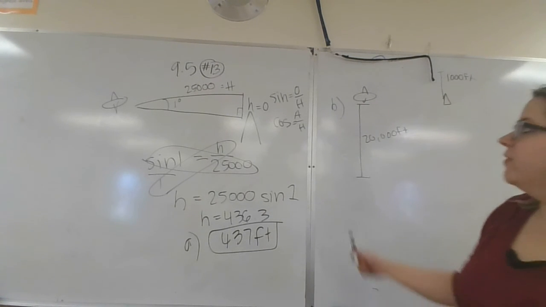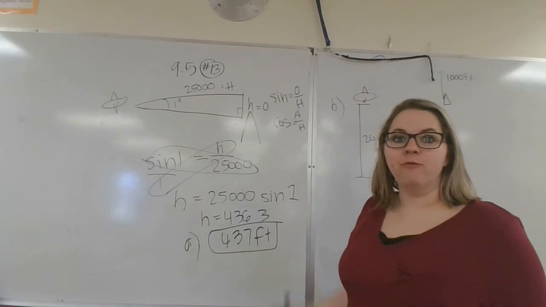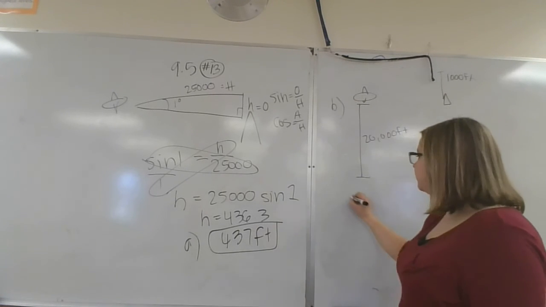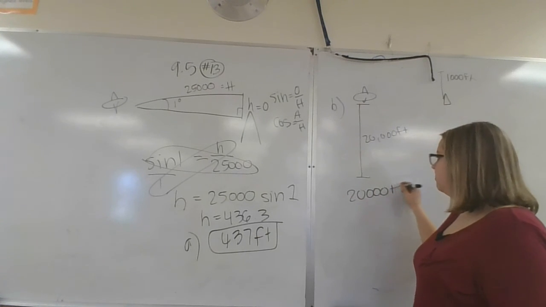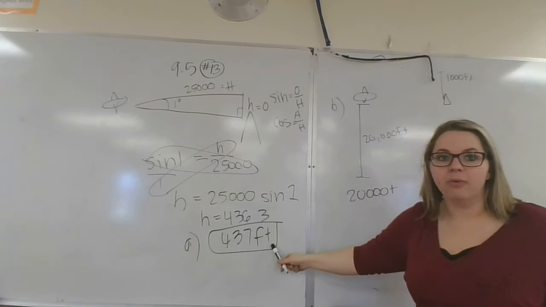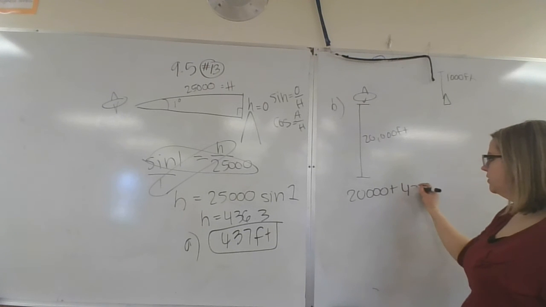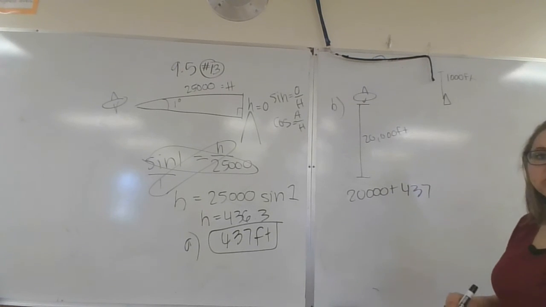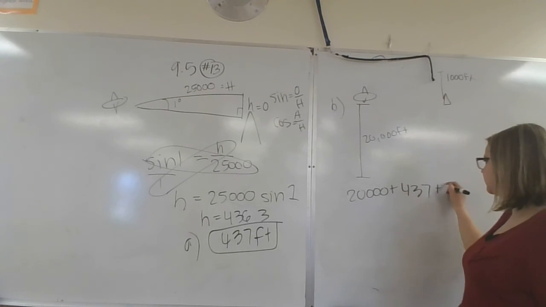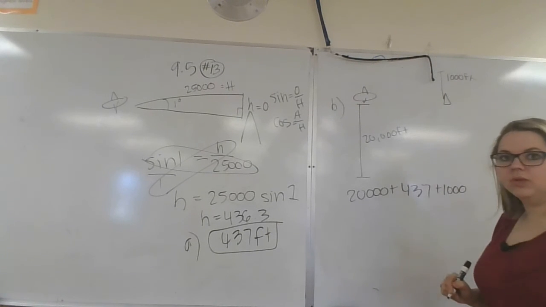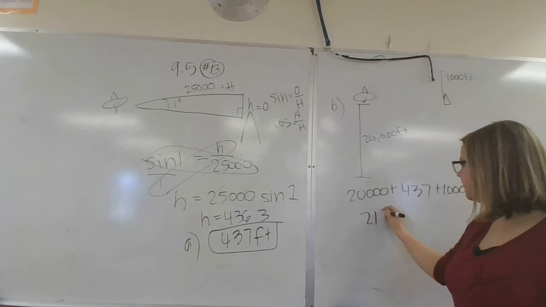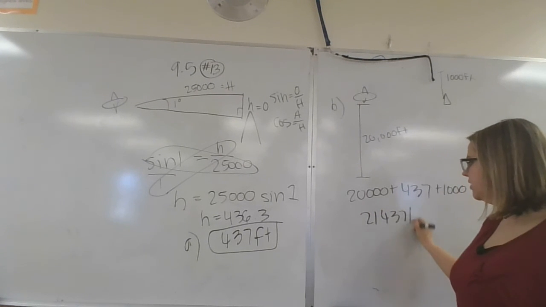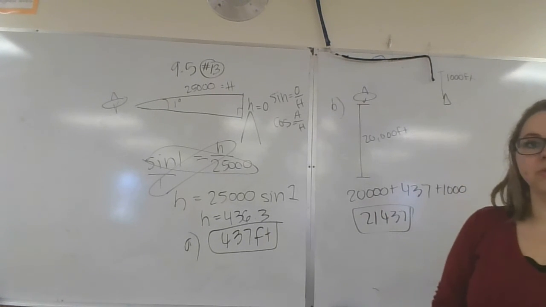So we found the height here using part A, we got 437. So if I'm 20,000 feet off the ground already, plus the height of the tower I have to go over, which is 437, plus an additional 1,000. Okay, now I put this in my calculator and you end up with 21,437. That would be your answer for this last part.